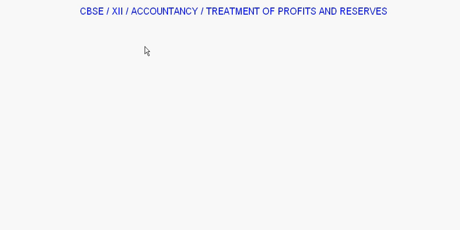Now I'll take up the treatment of Workmen Compensation Fund and Investment Fluctuation Reserves, right? So the first case of Workmen Compensation Fund that I would like to take up now is when the claim estimated on the Workmen's Compensation Fund is more than the Workmen's Compensation Fund. So here, supposing the Workmen's Compensation Fund is 1 lakh, right?